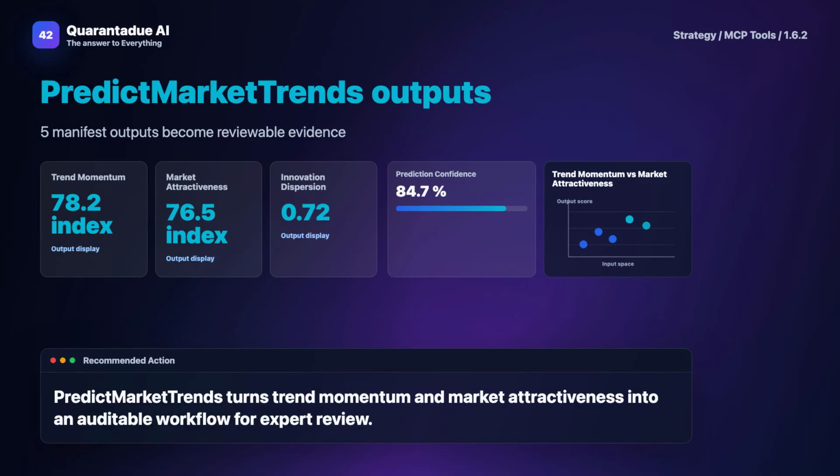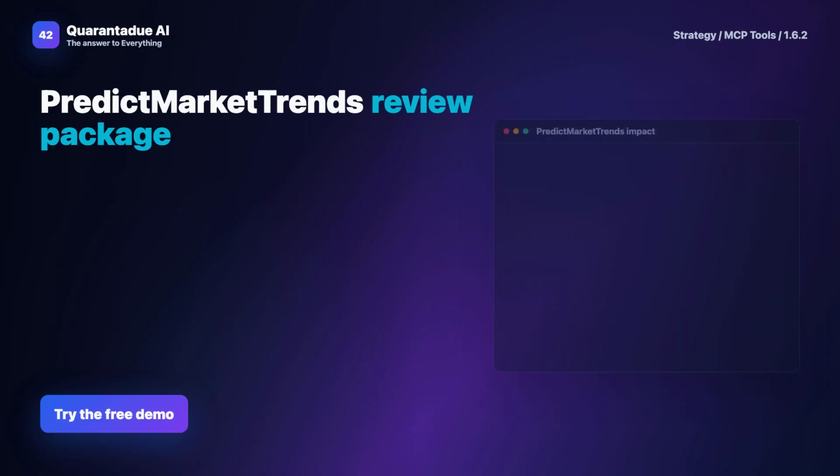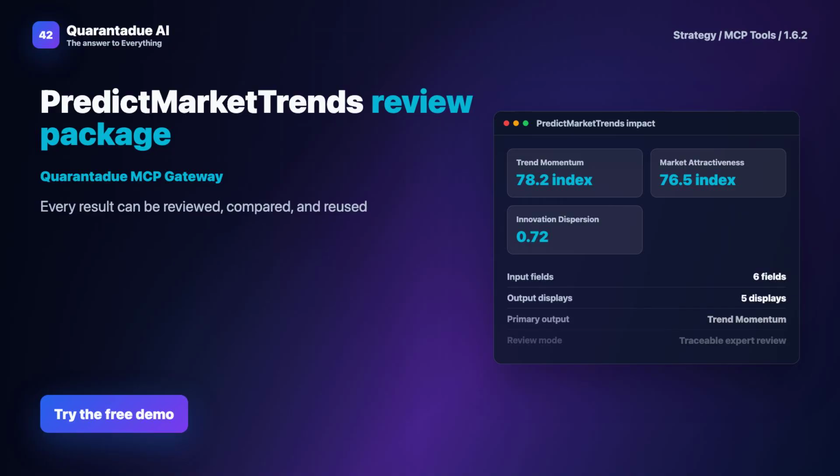Predict market trends returns structured outputs such as trend momentum, market attractiveness, innovation dispersion, prediction confidence, and trend momentum versus market attractiveness. These outputs are designed to support review, reporting, comparison, and follow-up actions. The value of predict market trends is not just automation. It is a controlled way to turn repeated strategy work into a documented business process with clear inputs, transparent logic, and reusable outputs.